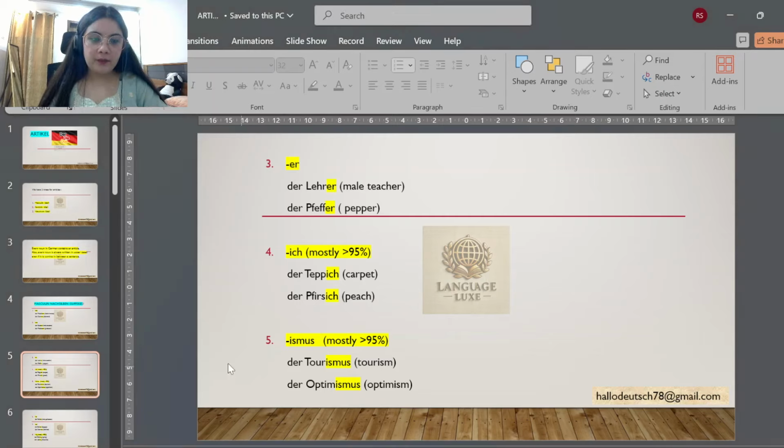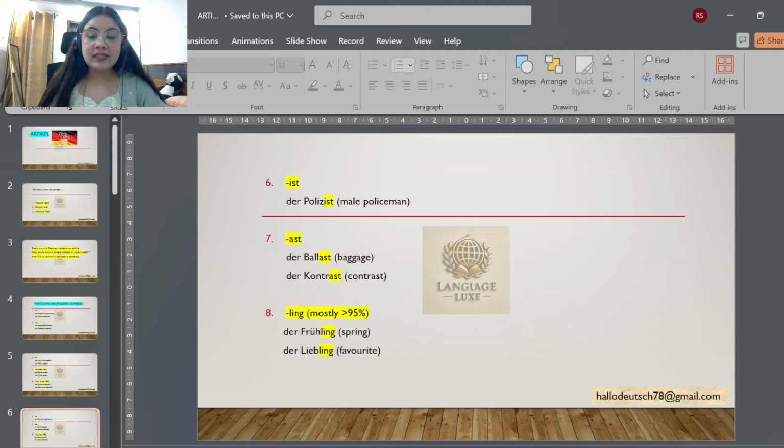Next is -ist. Der Polizist. Ist is coming, so it will be masculine. Male policeman. Der Publizist. Then comes -ast, A-S-T, that is der Ballast. Ballast is baggage, burden. A-S-T is coming at the end, which is why it will be masculine. Similarly, der Kontrast. A-S-T is coming at the end, so again it is masculine.